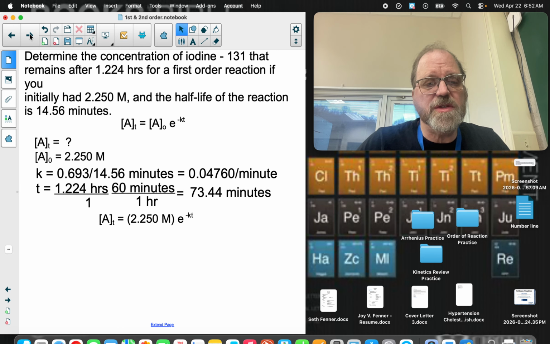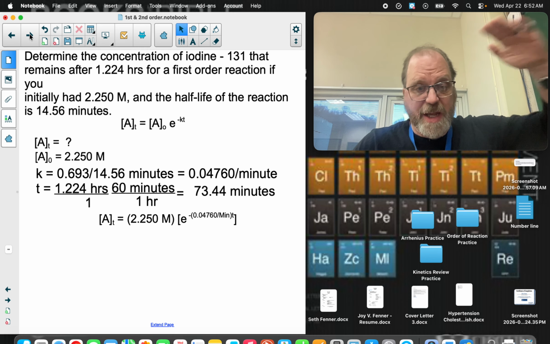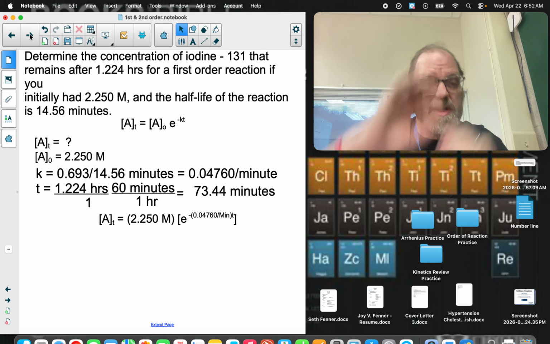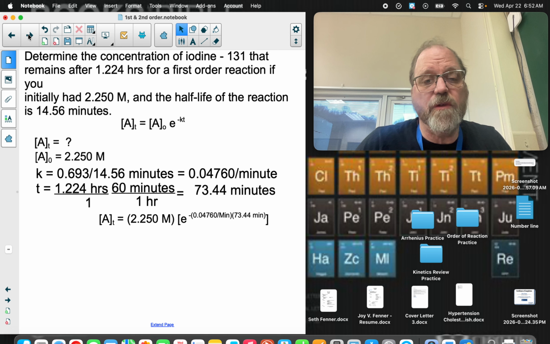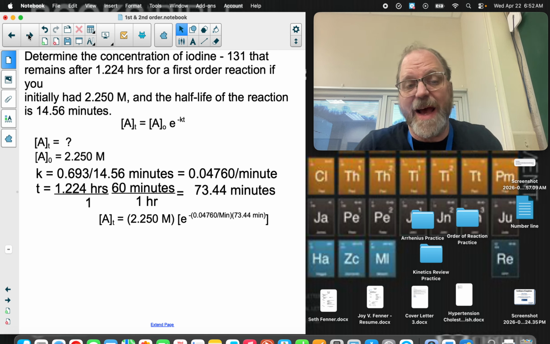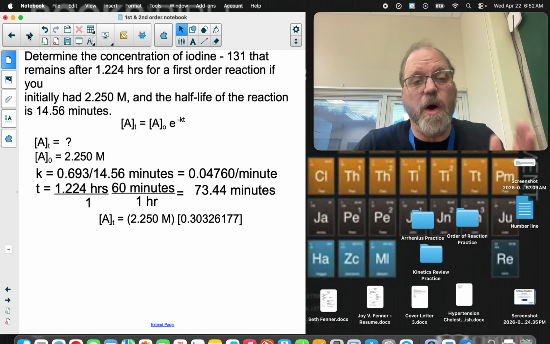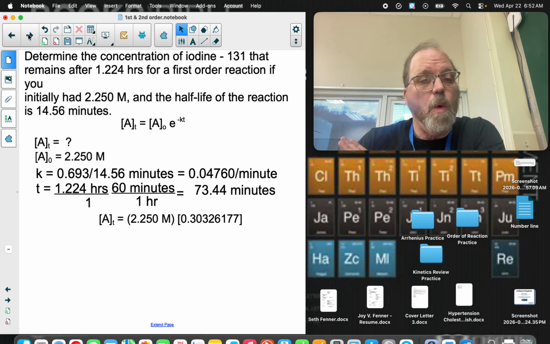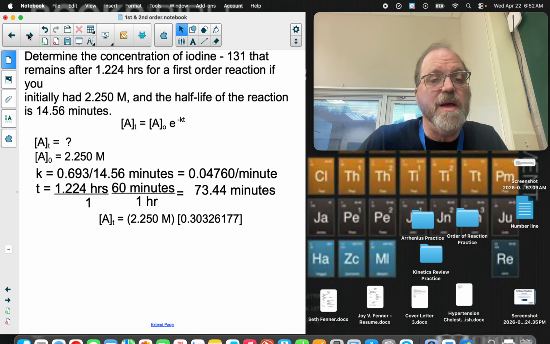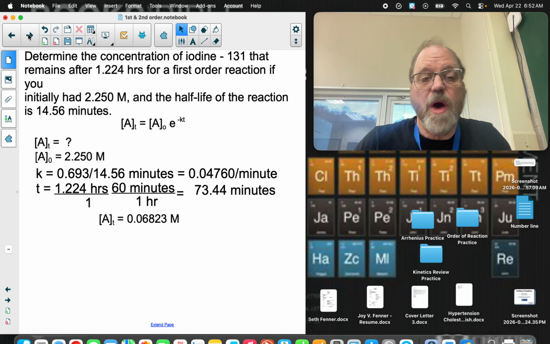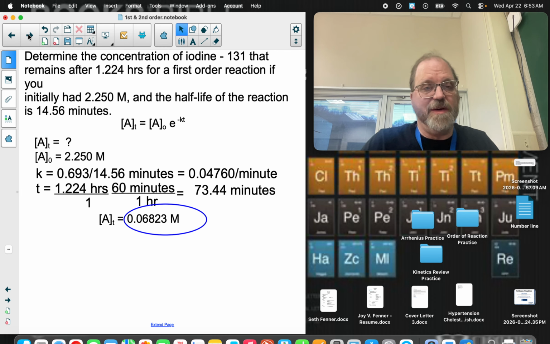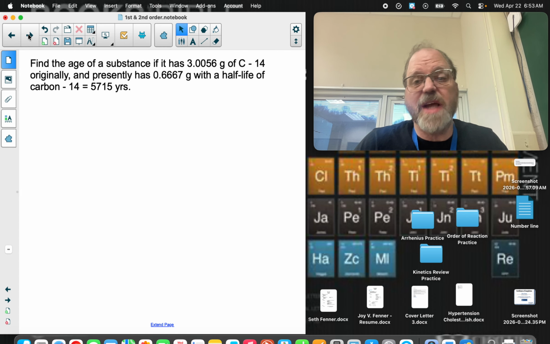So we take our 2.250 molar times our e value raised to the, it's an exponent, so e raised to, make sure that's in parentheses, negative 0.04760 per minute times 73.44 minutes. My minutes will cross out, and I'm just going to get 0.3032617. We're going to multiply that by the 2.250. So that's going to tell you what part is left. And we get an answer of 0.06823 molar. That's our answer.